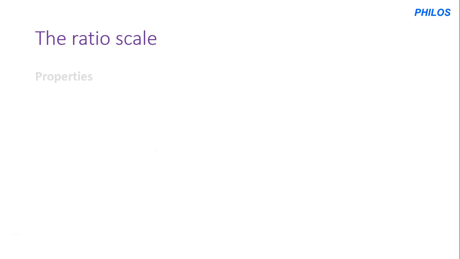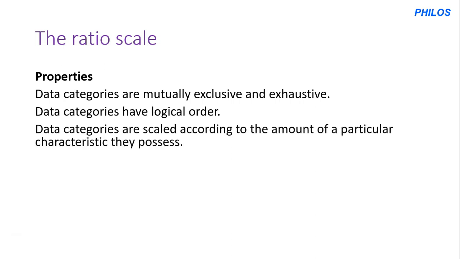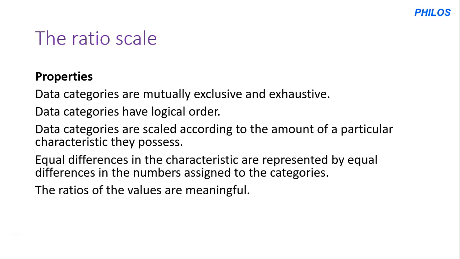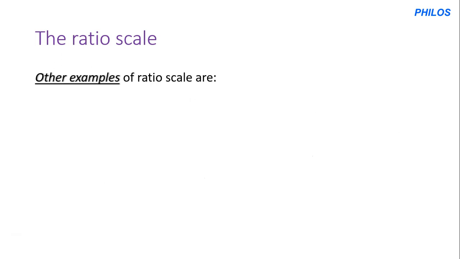So let's look at the properties of the ratio scale too. Data categories are mutually exclusive and exhaustive. Data categories have logical order. They can be ranked. And data categories are scaled according to the amount of particular characteristics they possess. The ratios of the values are meaningful. And the 0 point represents an absence of the characteristic being measured. So when you have 0 Ghana cedis, it means that there is no money. Some other examples of the ratio scale include time, salary, and age.